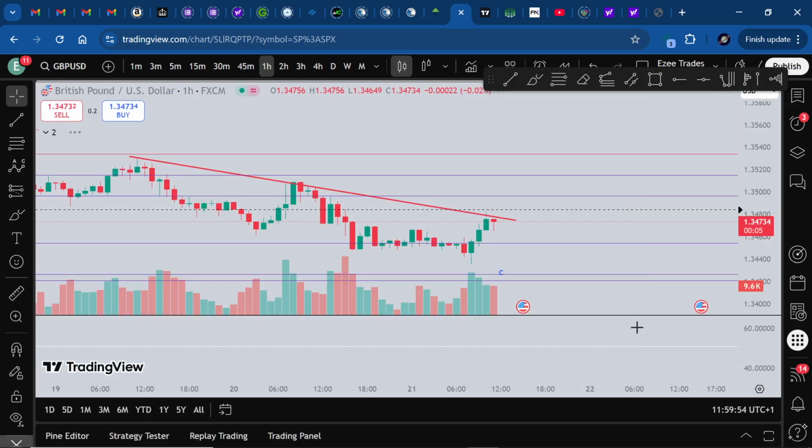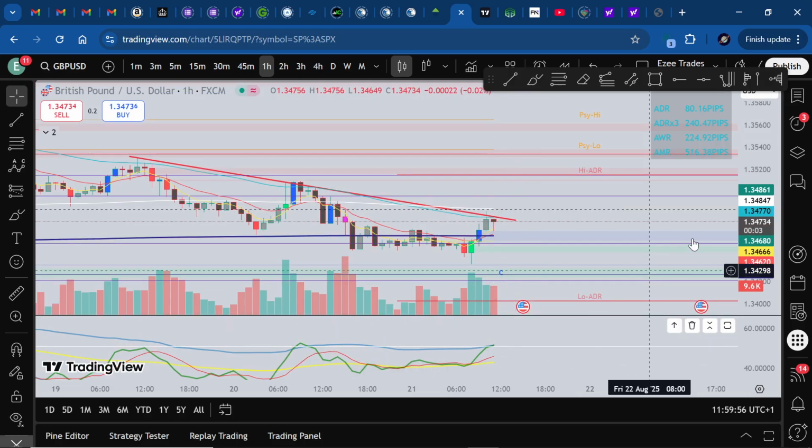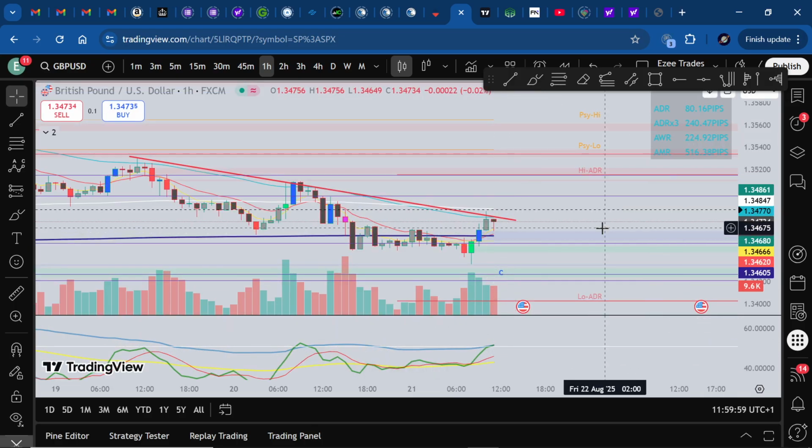Now the 1 hour has gone above the 50 static. Excellent. Excellent, in fact. Just add into my trade.